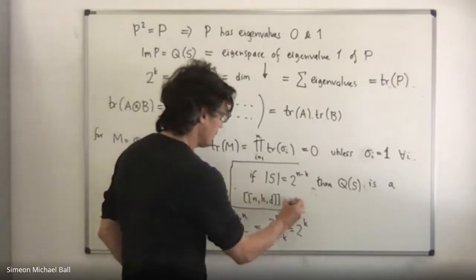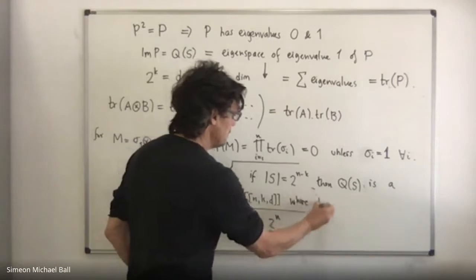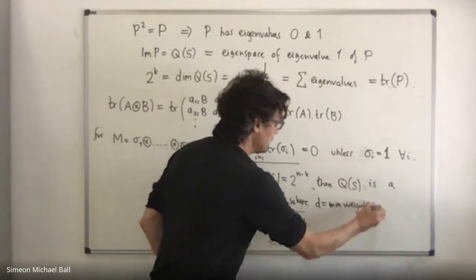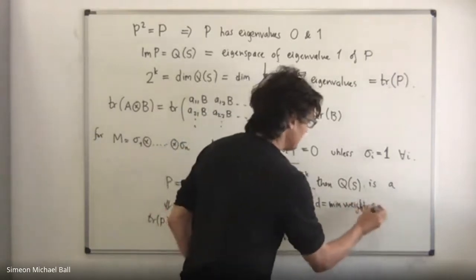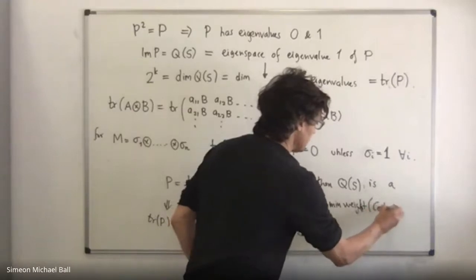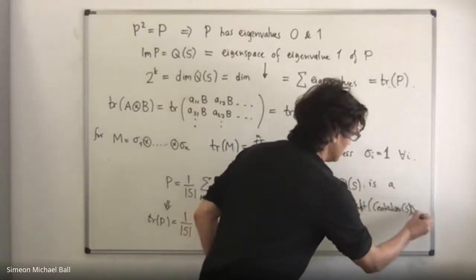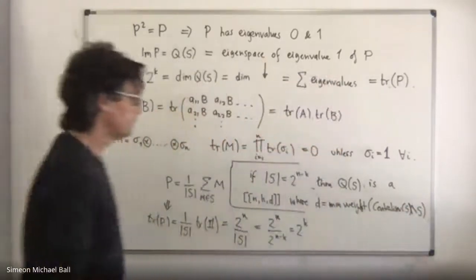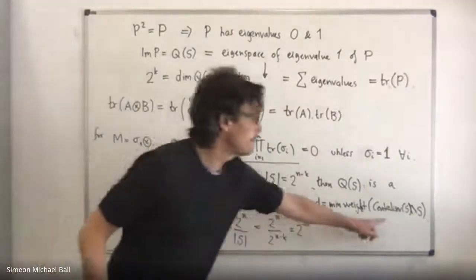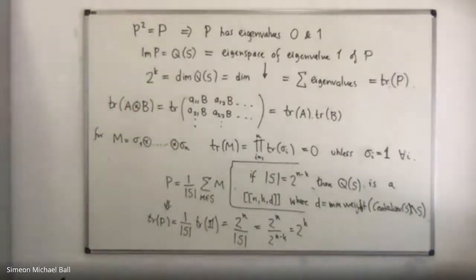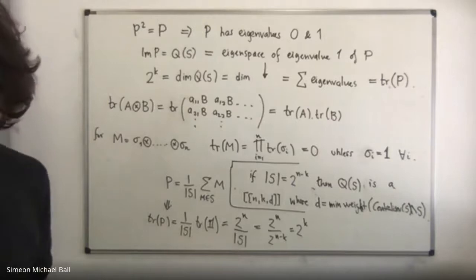And the d, if we recall, d was the minimum weight of the elements in the centralizer, not S. So we call that the centralizer, with all the elements of the Pauli group which commute with all the elements in S. Okay, so that kind of finishes off 6.3.